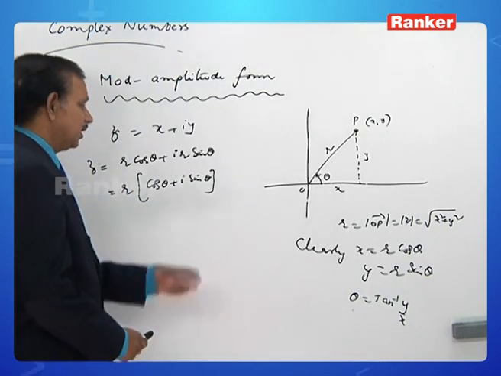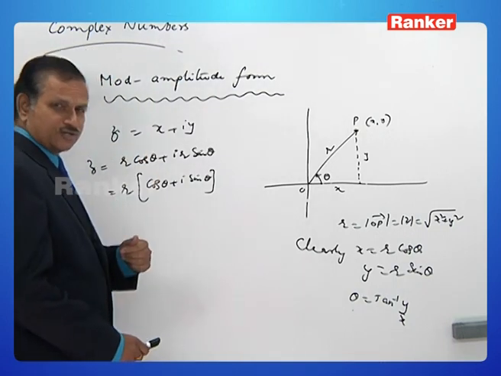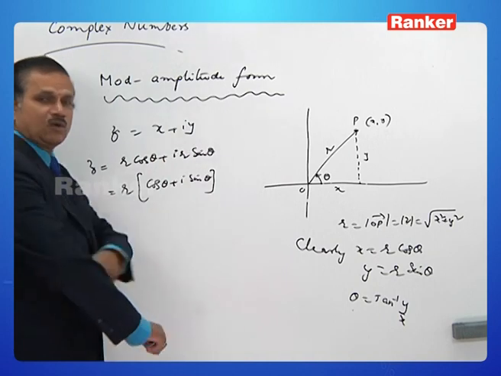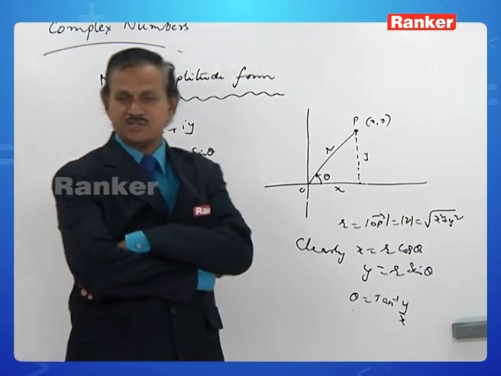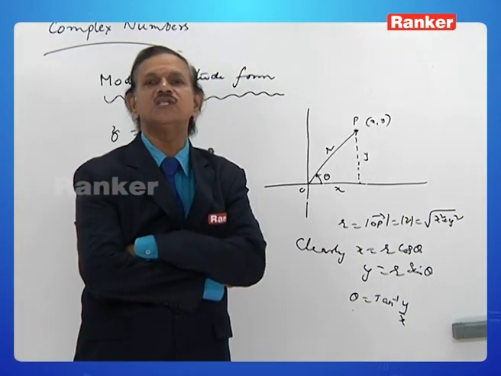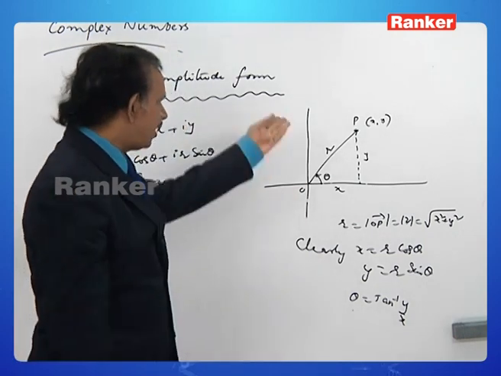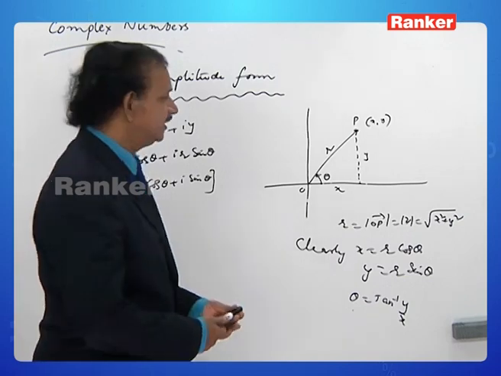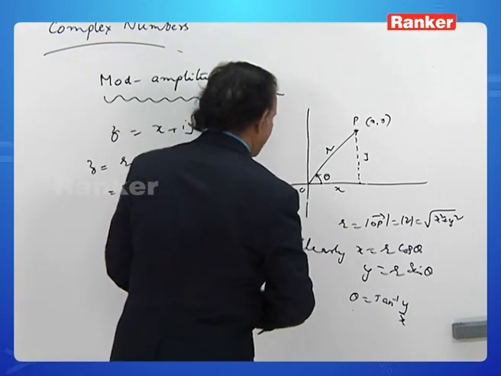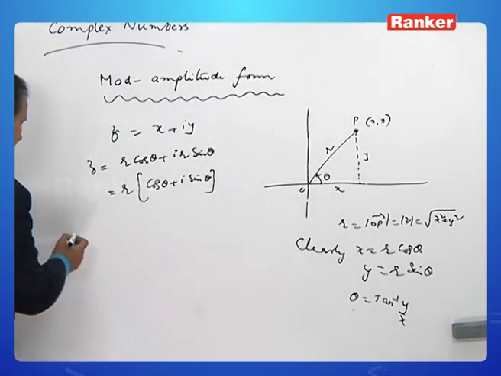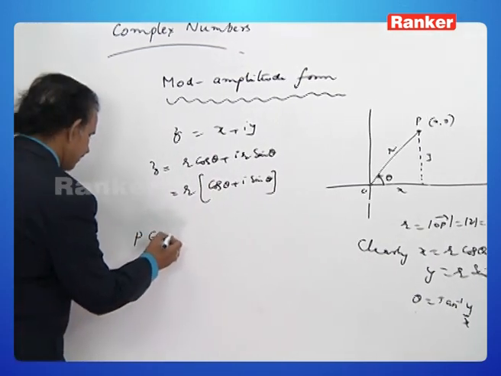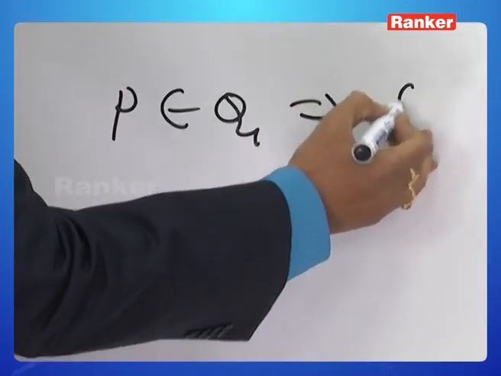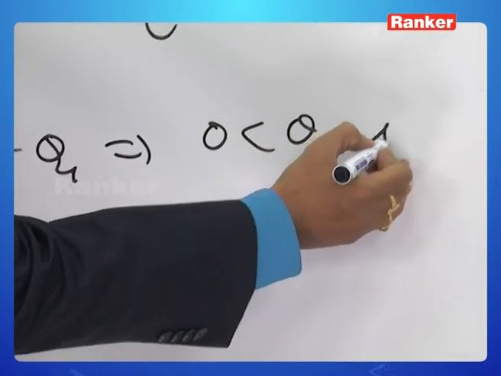Moreover, according to the nature of x and y, whether they are positive or negative, we can notice the quadrant in which the point P lies. If P lies in the first quadrant, theta will be between 0 and pi by 2. If P lies in first quadrant, 0 less than theta less than pi by 2.